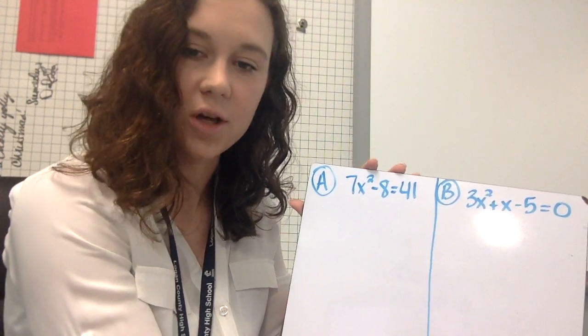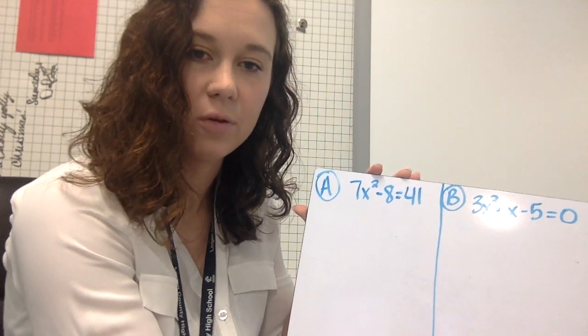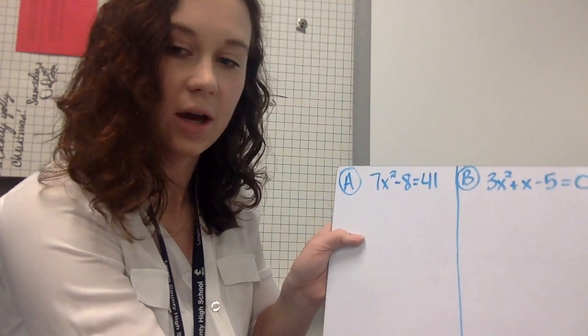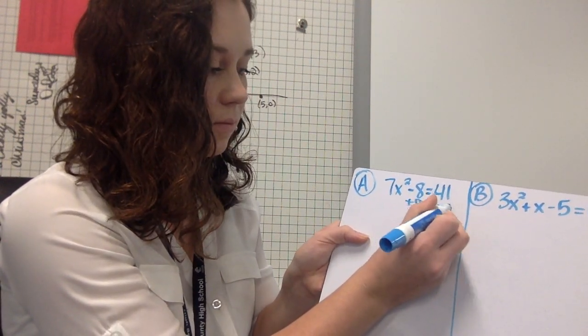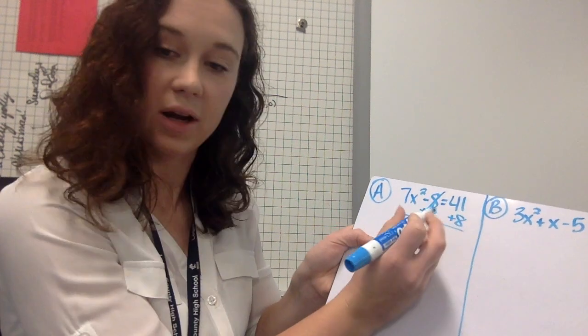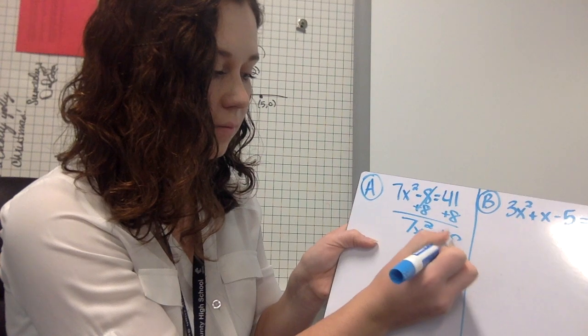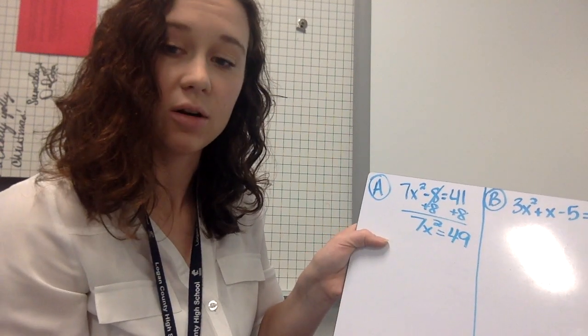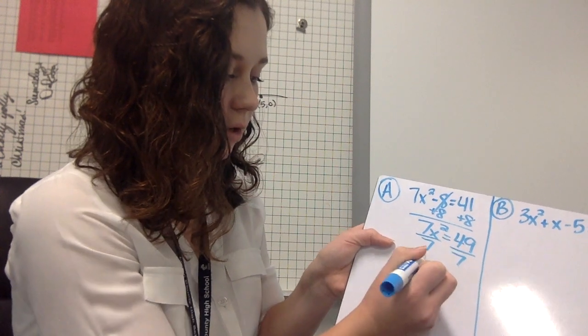Well, if x only shows up one time, what that means is that I'm going to be able to get x by itself fairly easily. So the first thing I would do there to get x by itself is start by adding 8. Okay? So then I have 7x squared equals 49. My next step there would be to divide by 7. And I get x squared equals 7.